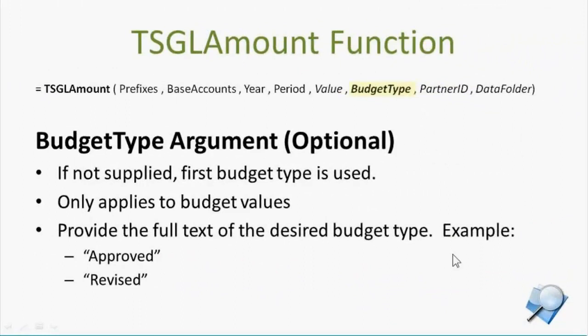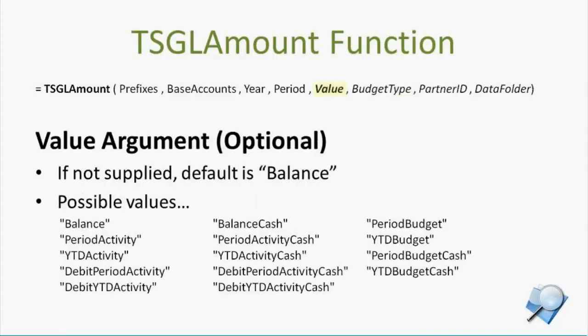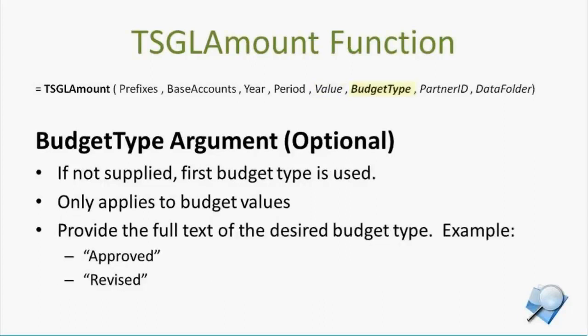So budget type, we're going to look at this if the type of value, so back here, if it's one of these four over on the right, if it's one of those four, then the budget type argument comes into play. And if you leave that out, or just put in double quotes, we're going to assume that you want whatever your first budget type is in the list of 10 possible budget types. Otherwise, you have to put in the full text of whatever budget type you're after.